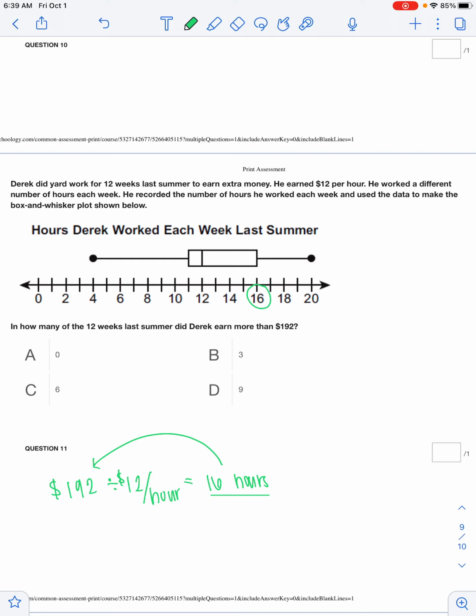So we know that when Derek worked more than 16 hours, that's when he made more than $192. So we see 16 represents Q3 on the graph, which means that 25% of the data is greater than 16. Because there were 12 weeks last summer in total, whatever 25% of those 12 weeks is tells us how many weeks he made more than $192. You could just multiply 12 times 0.25, or you might just know in your head that a fourth of 12 is equal to 3. So he earned more than $192 for 3 weeks.